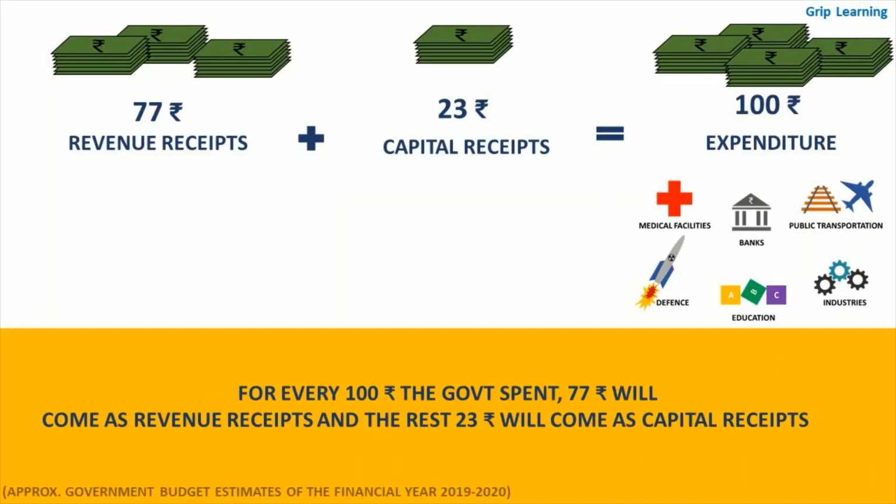As per Budget 2019, for every 100 rupees the government spent, 77 rupees will come as revenue receipts and the rest 23 rupees will come as capital receipts.